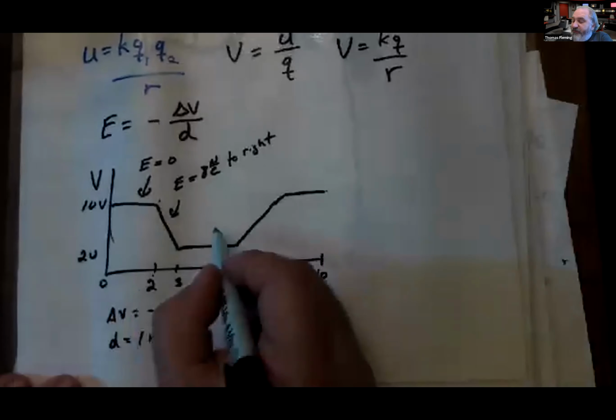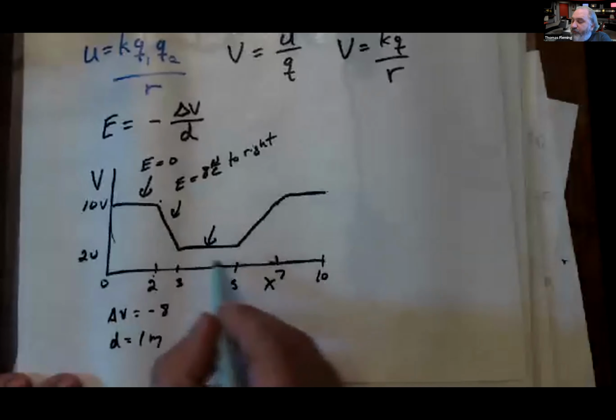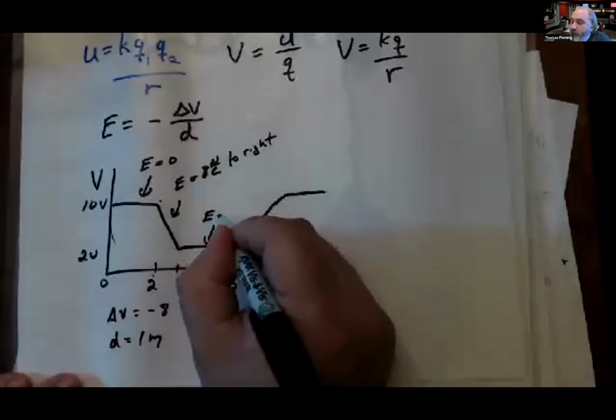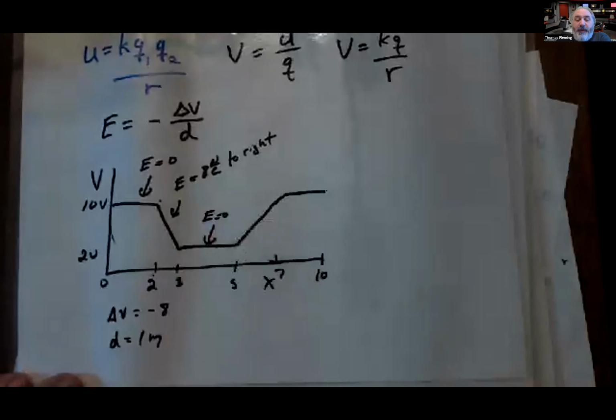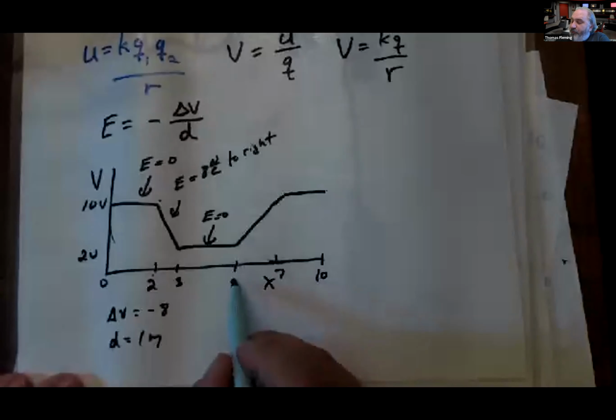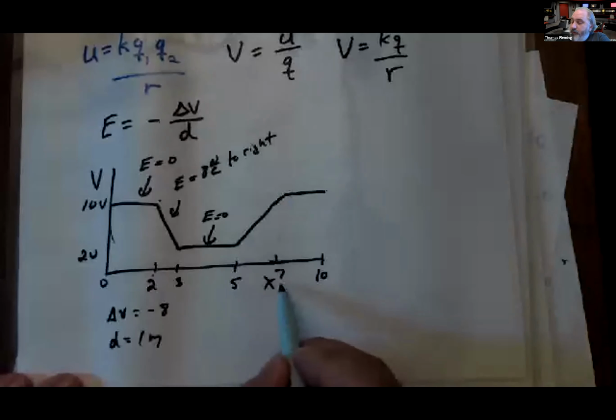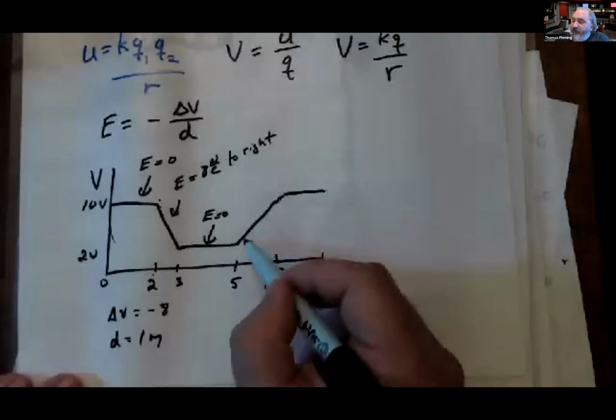Now, what about this section here? Well, this is another 0 slope. So here, I've got an electric field of 0 again. But then what about this section here? Between x equals 5 and x equals 7, I've got a positive slope again.